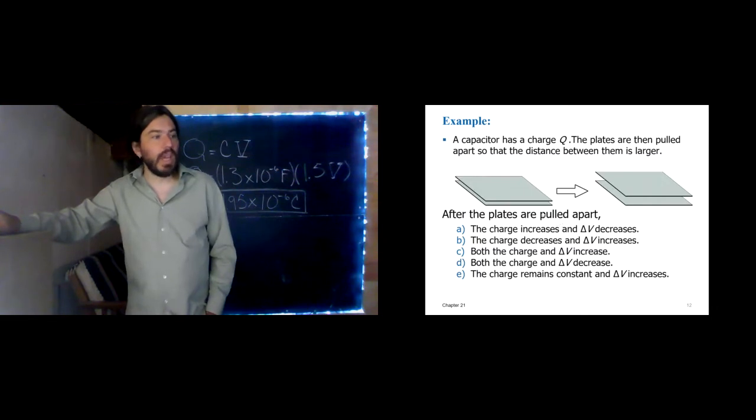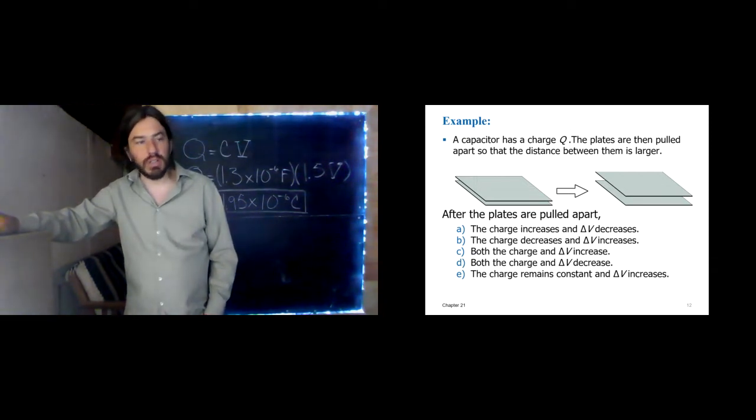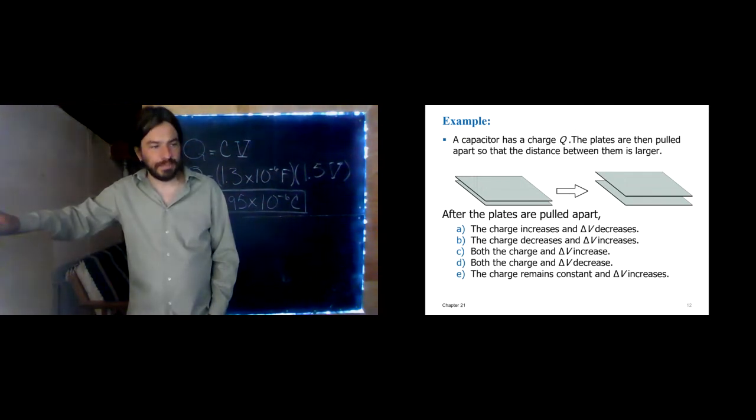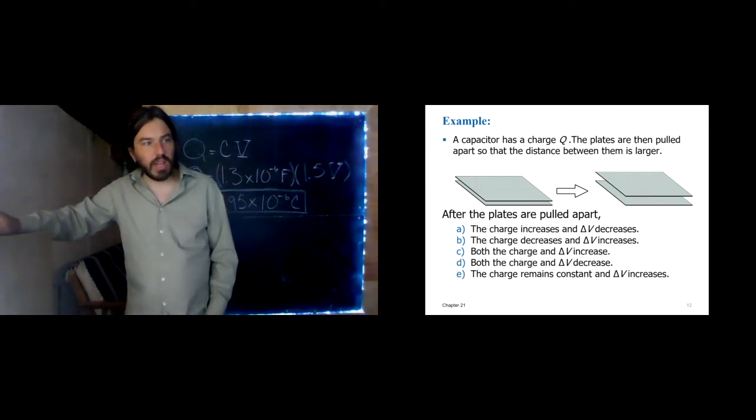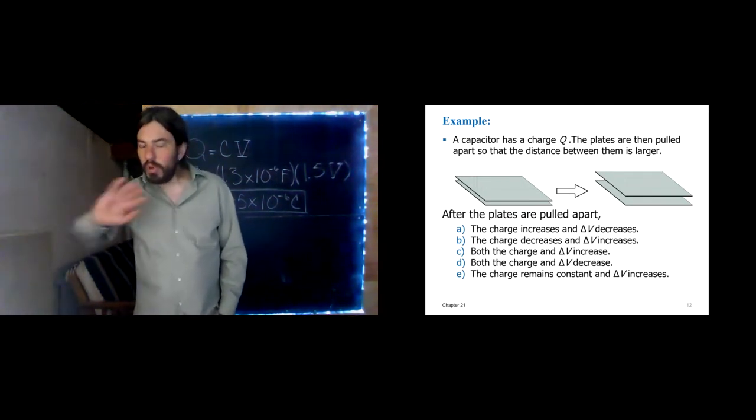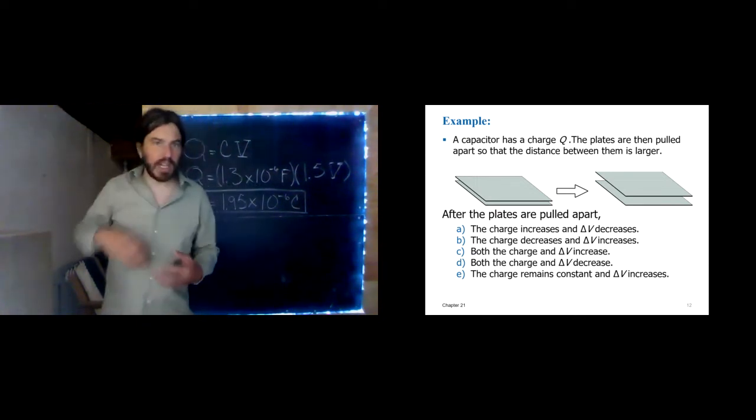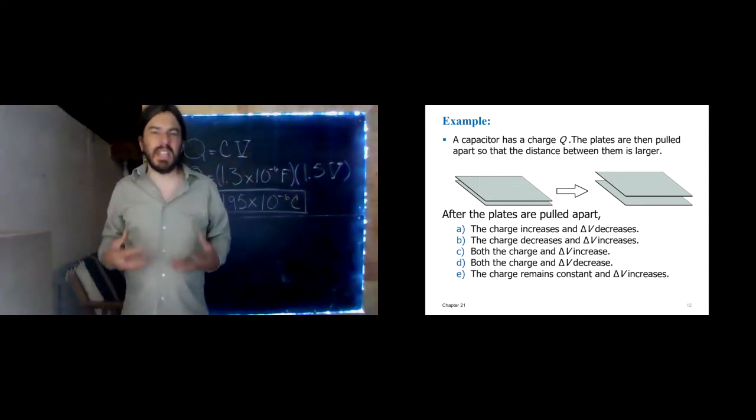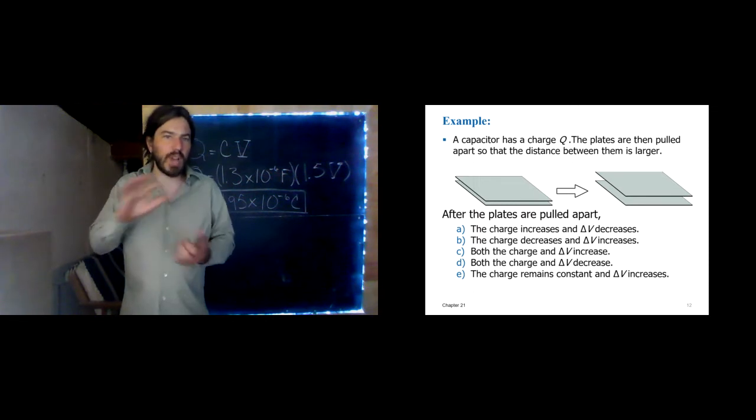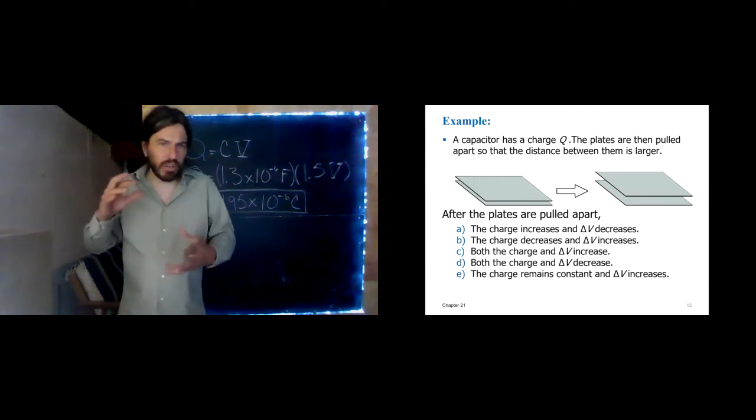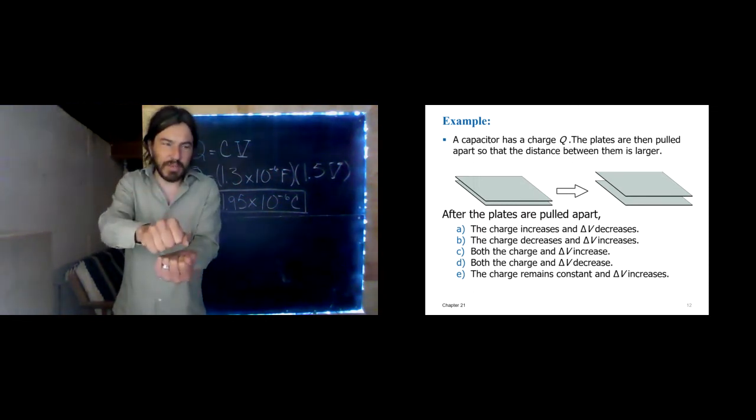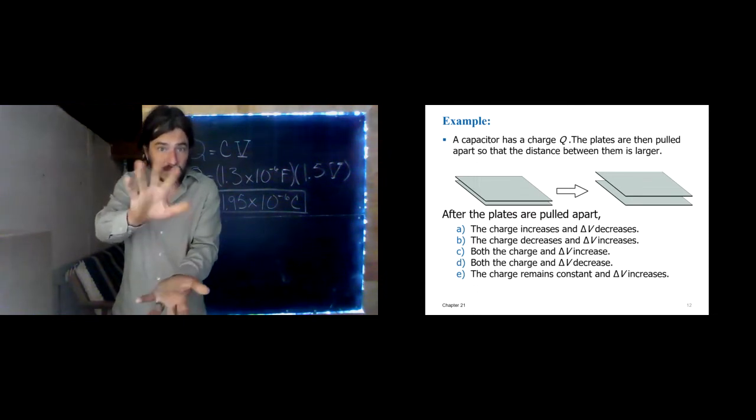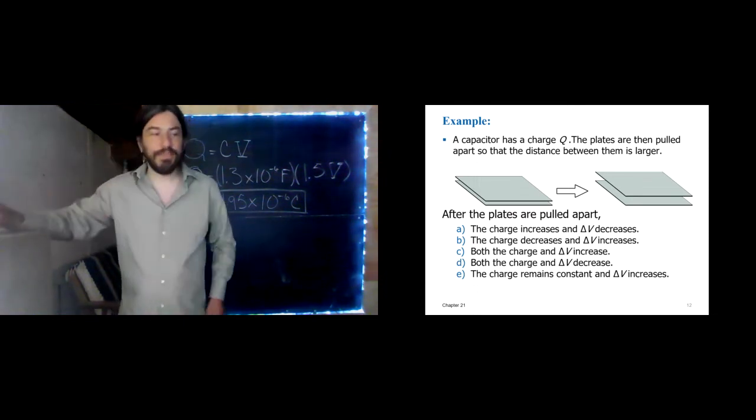Here's a quick example. Here we've got a capacitor. It has a charge Q. The plates are pulled apart so that the distance between them is larger. And to be clear here, I've charged the plates up, I've removed the battery, and now I'm going to pull these apart. I'm doing this with some insulated gloves or something, so I'm not interacting with them. I'm not pulling charge on or off or anything like that. The only interaction here is me pulling the plates apart, right, with my insulated gloves.